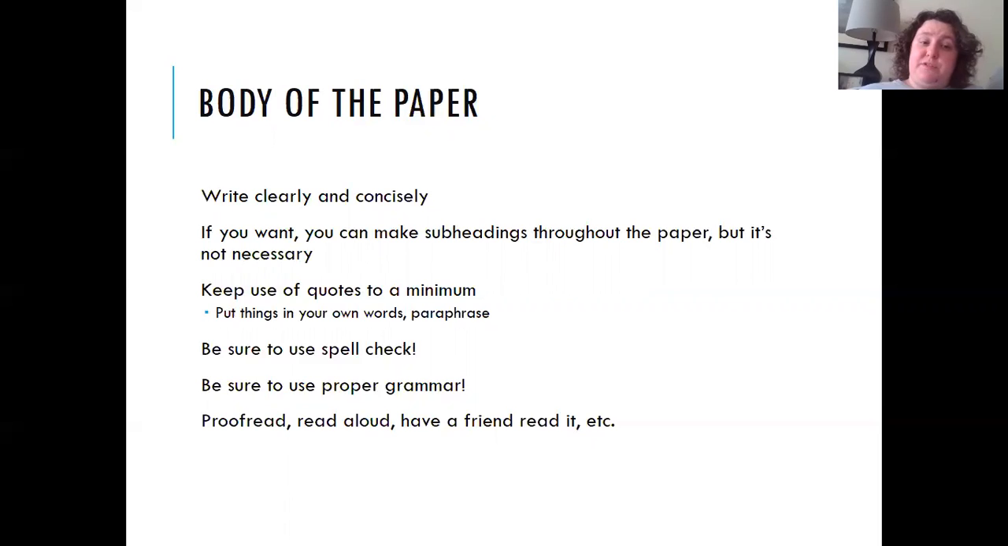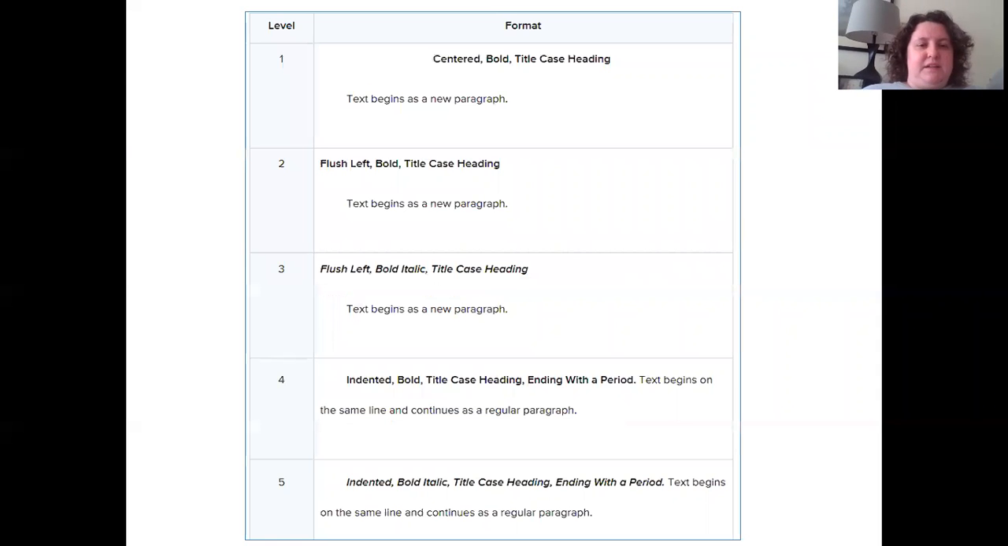Keep your use of quotes to a minimum. You really want to put things in your own words and paraphrase instead. So here is the information about subheads and how you would use them sequentially.